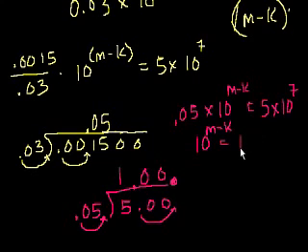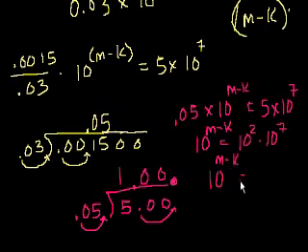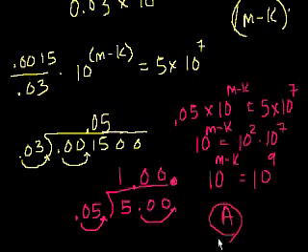What's 100? That's the same thing as 10 squared times 10 to the 7th. So 10 to the m minus k is equal to 10 to the 9th. So m minus k must be equal to 9. And that is choice A. See you in the next video.